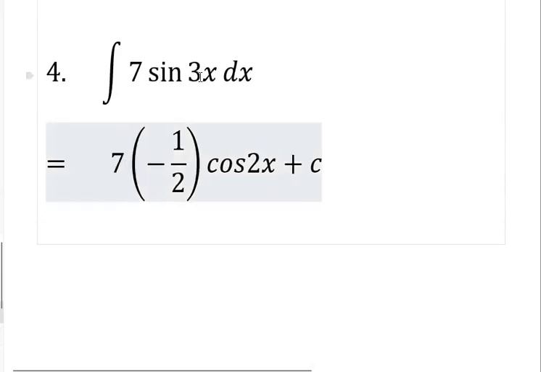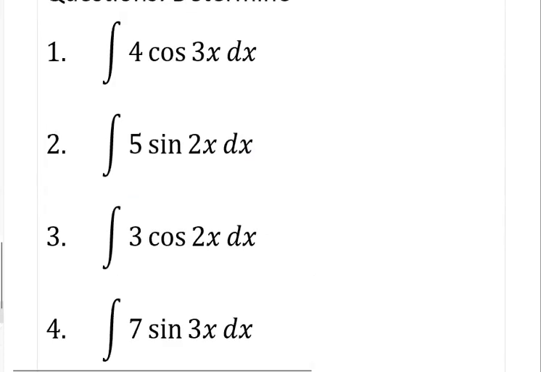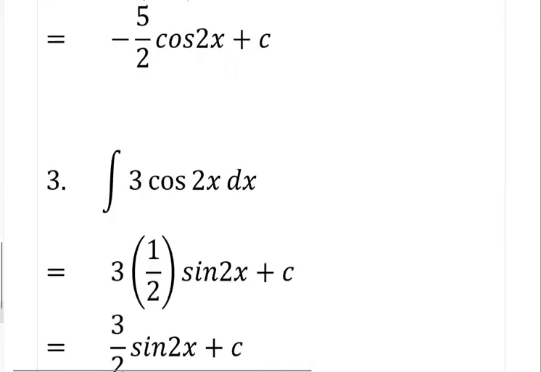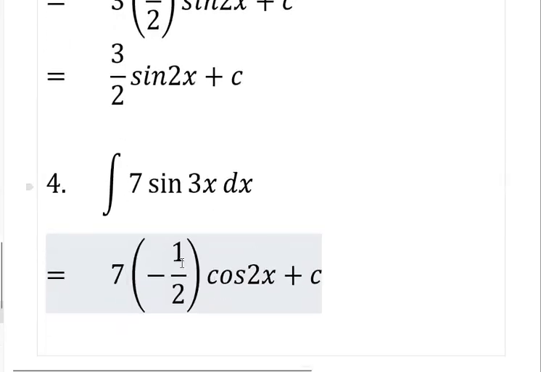If we are integrating sine 3x dx, don't forget from our standard integral that we have here, sine ax dx will be minus 1 over a cos ax. But this time around, we are integrating sine 3x dx, so it will be what? Minus 1 over 3 cos 3x. Number 4, our constant is outside, and it is minus 1 over 3 cos 3x. Don't forget our constants will be there.